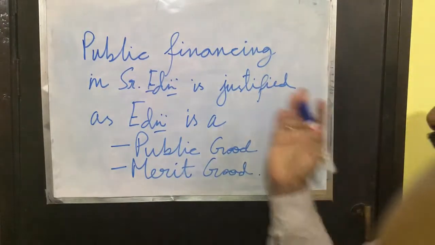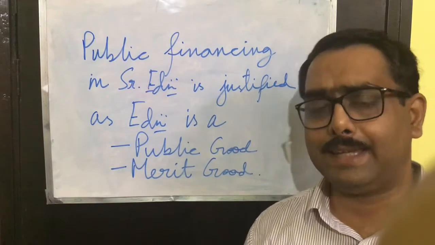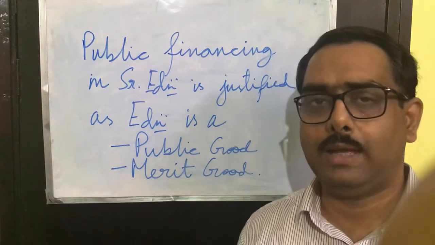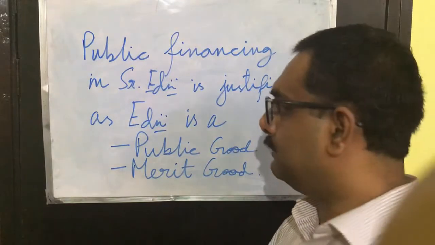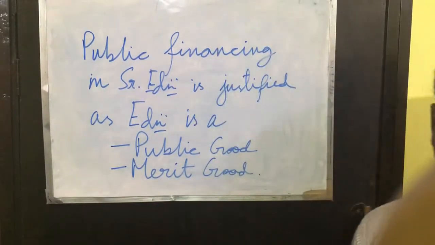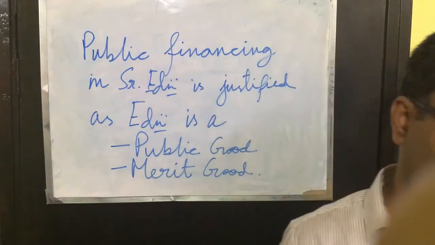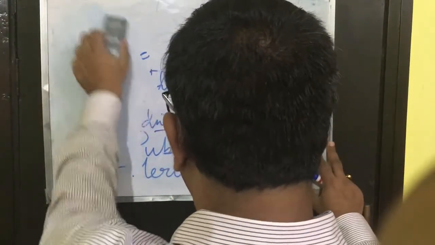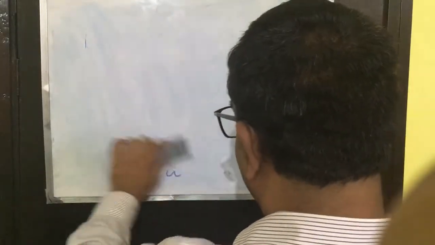So, public financing should be there in secondary education, as secondary education is a public good as well as it is a merit good. Now the question comes, what are the characteristics of a public good? Now, to be a pure public good, a good has to have two fundamental characteristics.